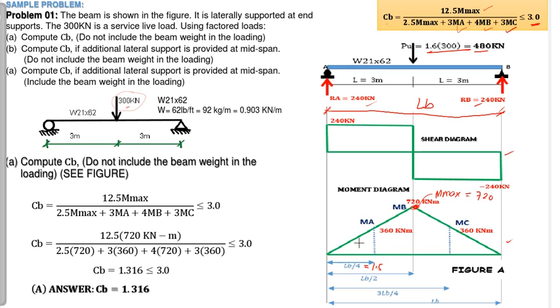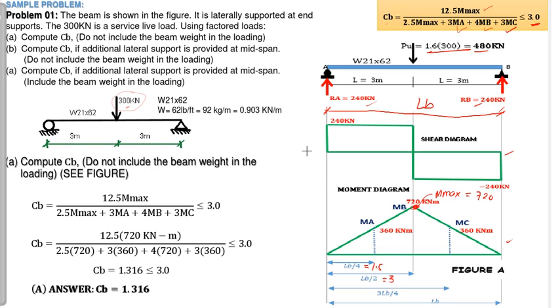Dito sa example natin, linear yung ating moment. Kaya madali nating makuha yung MA natin dito using our similar triangle, di ba? Yung maximum moment natin, 720 at LB over 2, nasa midpoint yung maximum moment natin, that is 3.